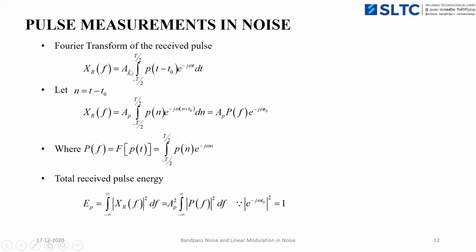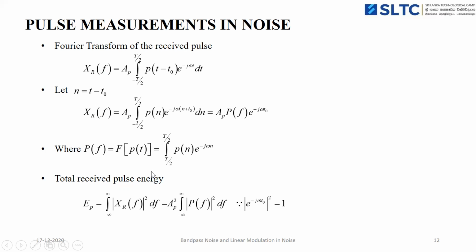We are substituting the received signal XR of t. Since there is a delay in the pulse, we have to use another variable n, so n equal to t minus t naught. By replacing n equal to t minus t naught, we can write XR of f equal to AP integration of P of n e power minus j omega, and t will be replaced by n plus t naught, because n equal to t minus t naught, so we can write t equal to n plus t naught. So it will be equal to AP P of f into e power minus j omega t naught, where P of f equal to the integration from minus T by 2 to T by 2 of P of n e power minus j omega n, which is the Fourier transform of the transmit pulse P of n.